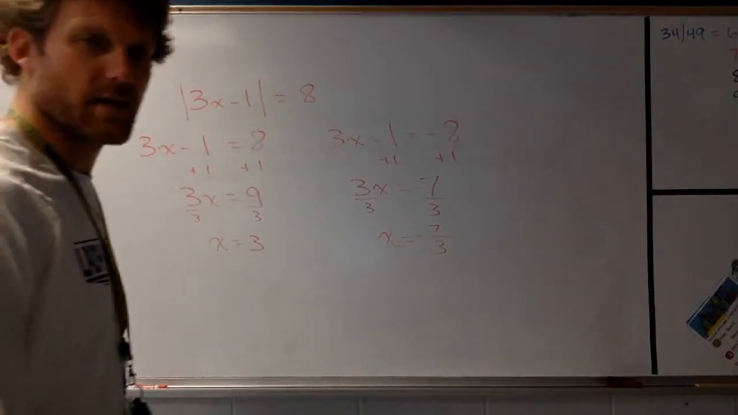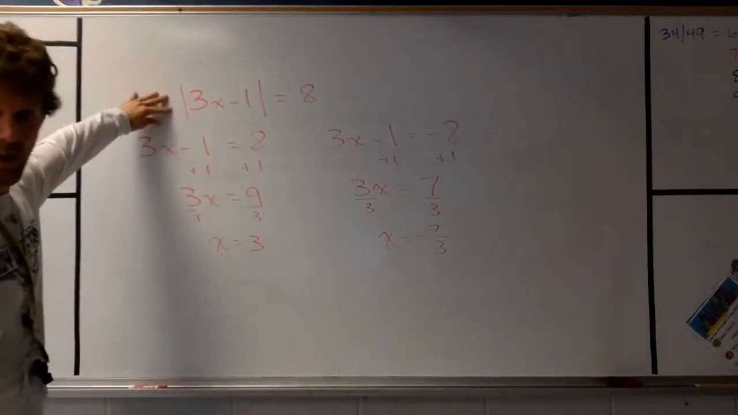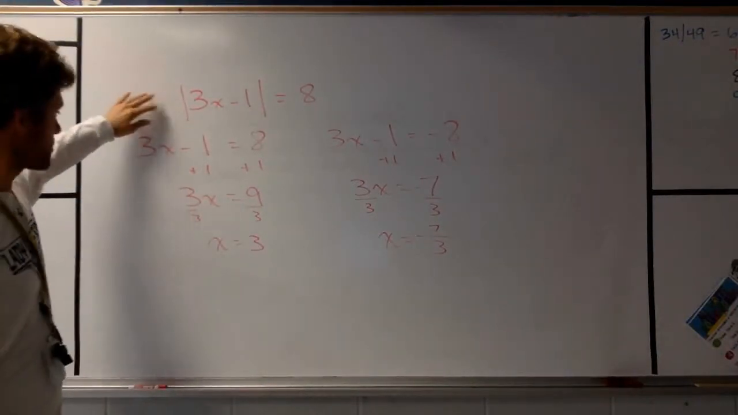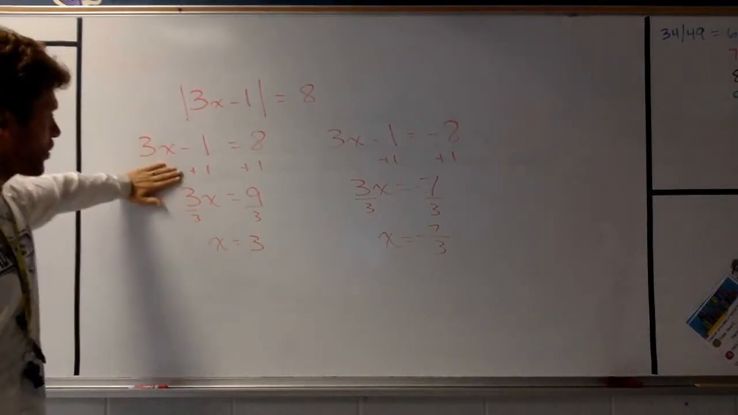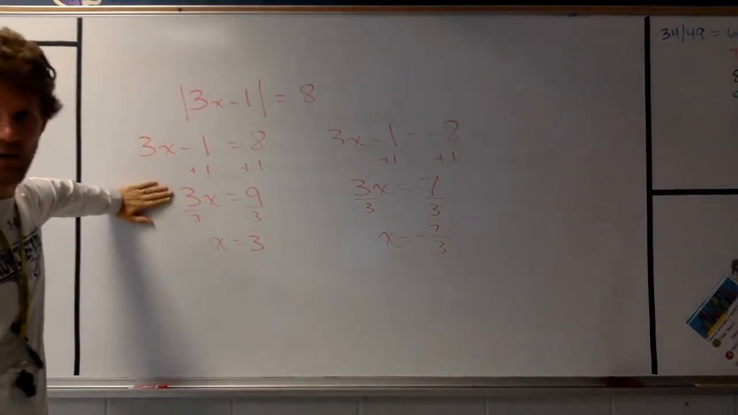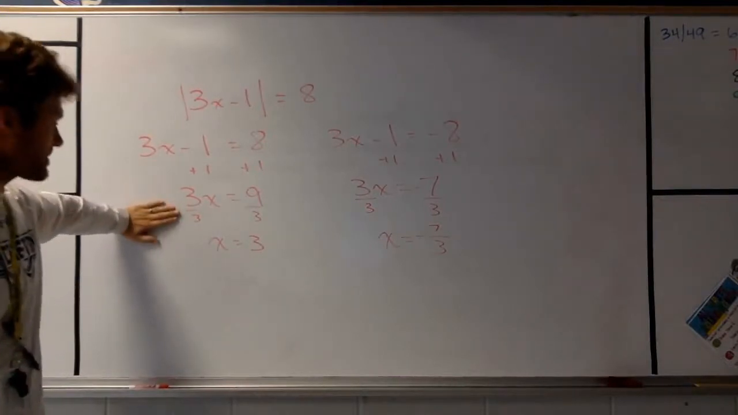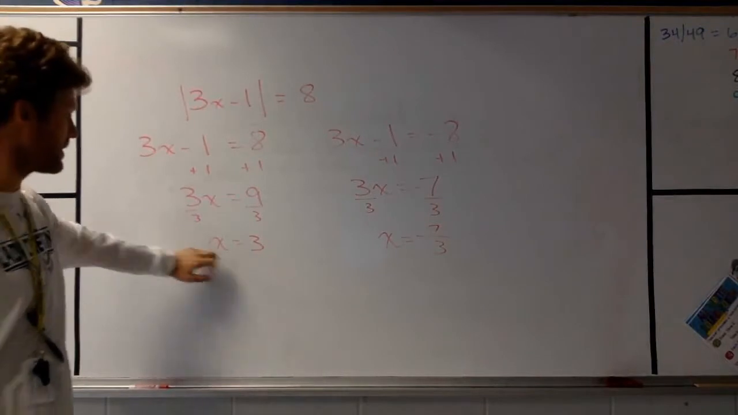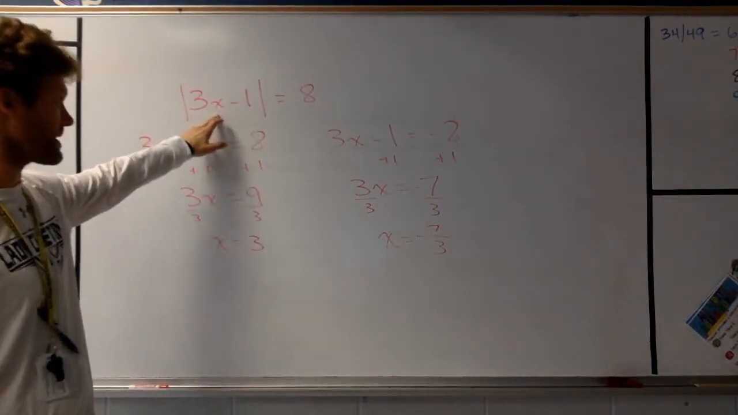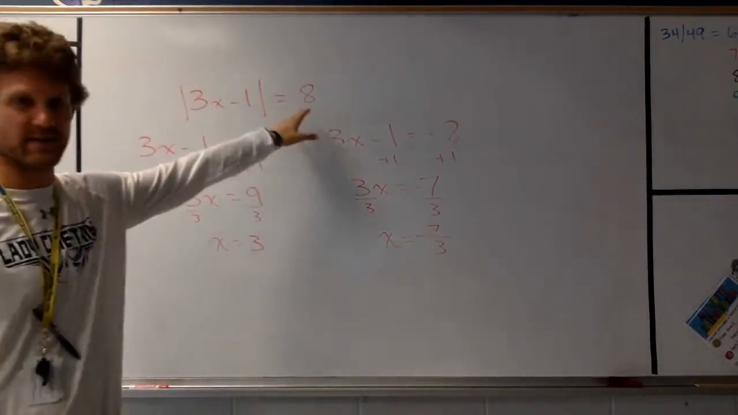Okay, so again, the idea here is I'm going to take the equation, drop the bars, rewrite it exactly the way that it appears. 3x minus 1 equals 8. Add 1 to both sides. That gives me 3x equals 9. Divide both sides by 3. That gives me x equals 3. That's one solution. I can check that mentally. Put the 3 back in there. 3 times 3 is 9. 9 minus 1 is 8. Absolute value of 8 is 8.